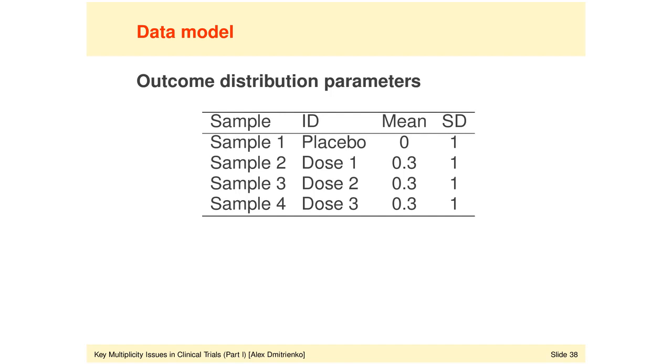We're going to assume here for simplicity that the treatment effect is measured on the effect size scale. And to accomplish this, we're going to simply set the standard deviations across the 4 samples to 1. Then the mean, the first parameter of the outcome distribution, will be set to 0 in the placebo arm, and it will be set to 0.3 in the other 3 samples because we assumed a common effect size of 0.3 across the dosing arms.